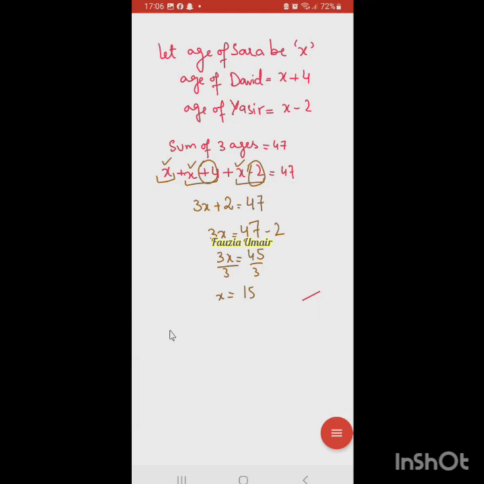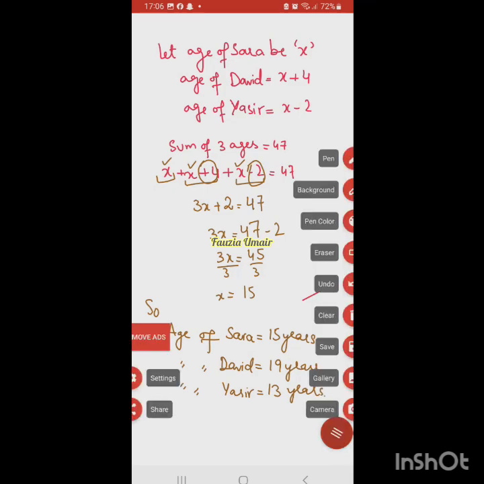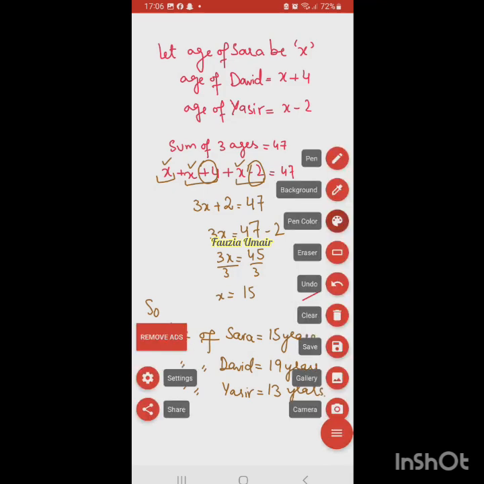So what is the age of Sarah? Ma'am, the age of Sarah is 15. What is the age of David? Since they asked for all three ages, we add 4 to 15: 19. And what is the age of Yasir? 13. And how can we verify? Ma'am, by adding these ages. By adding.